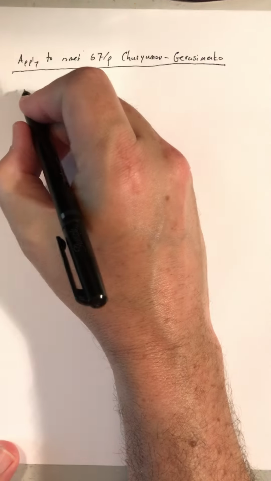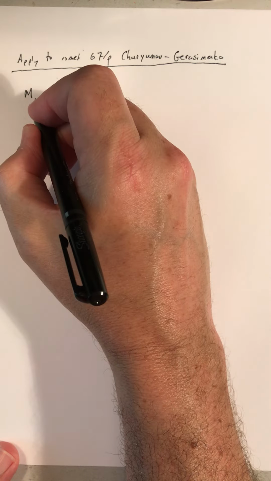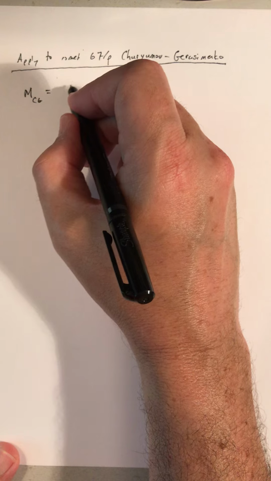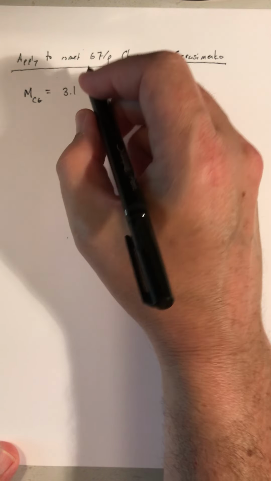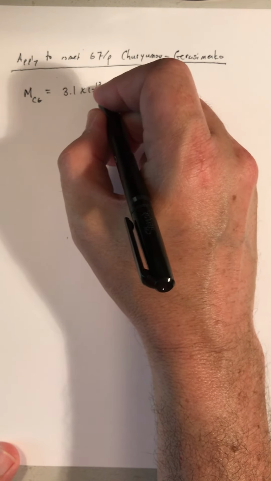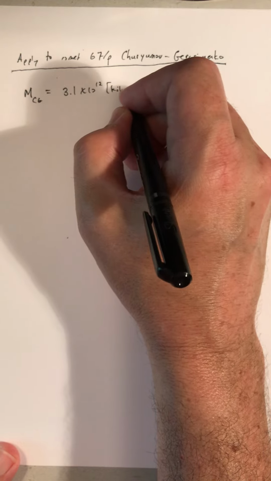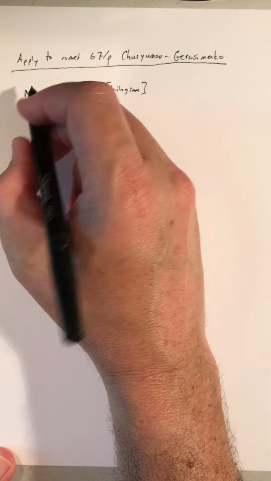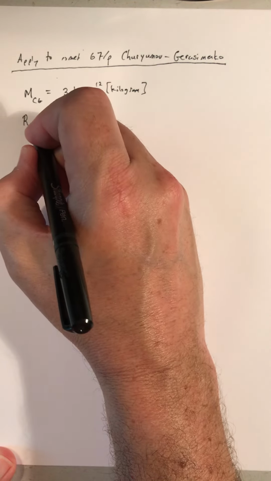So for Churiguri, the mass of Churyumov-Gerasimenko is about 3.1 times 10 to the 12th kilograms, which you can measure from the motion of the spacecraft in orbit around it.